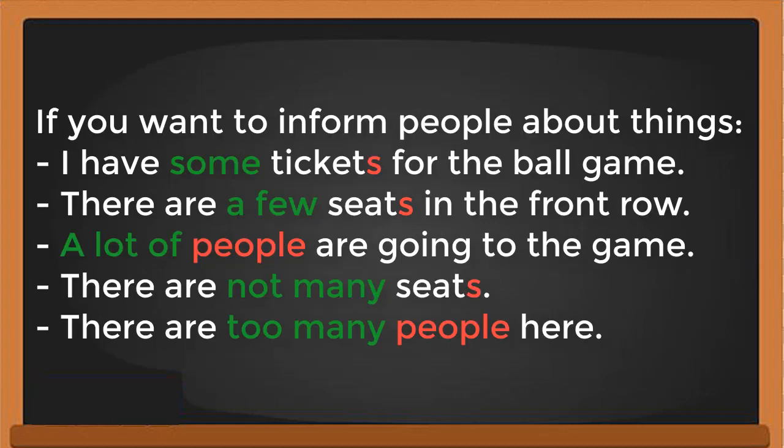And then if you want to inform people about things, for example, I have some tickets for the ball game, there are a few seats in the front row, a lot of people are going to the game, there are not many seats, or there aren't many seats. There are too many people here. So you can use all kinds of quantities, with many, with a few, with some. You can use pair with glasses, pants, high heels. You can also use numbers, 2 dresses, 1 bracelet, 3 tuxedos, something like that.